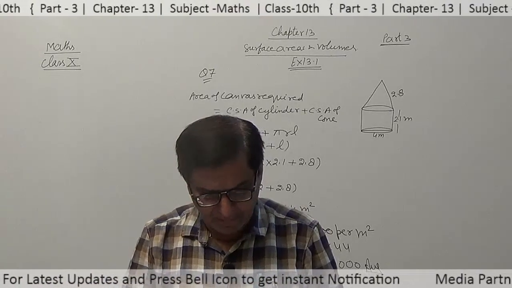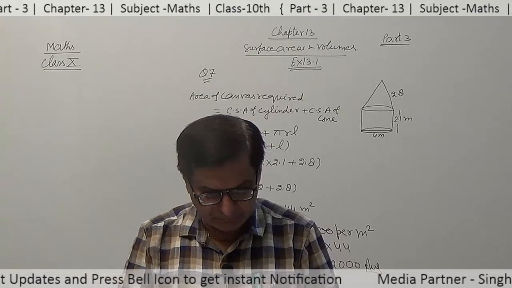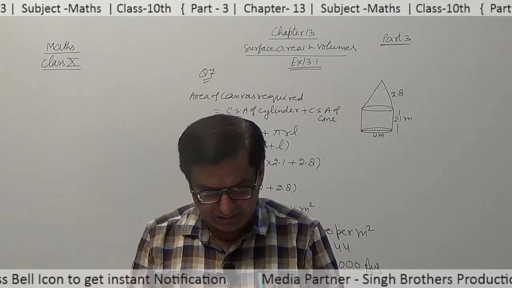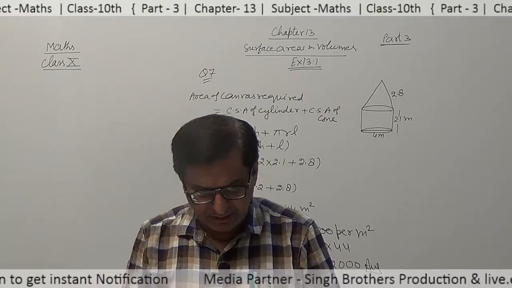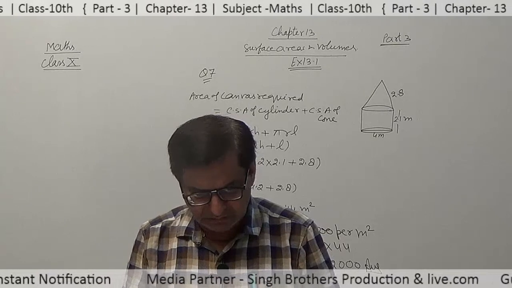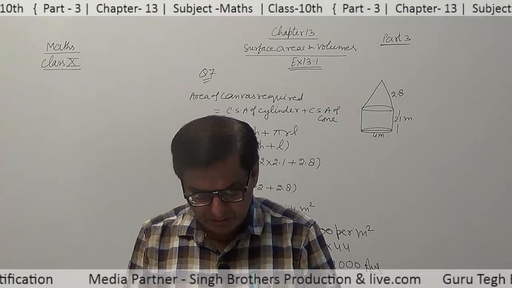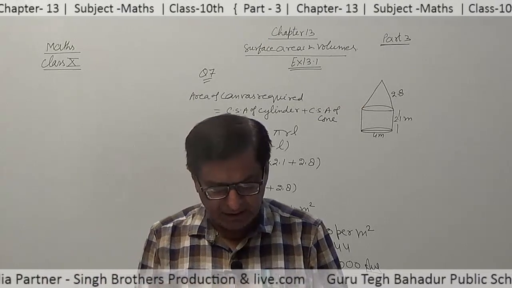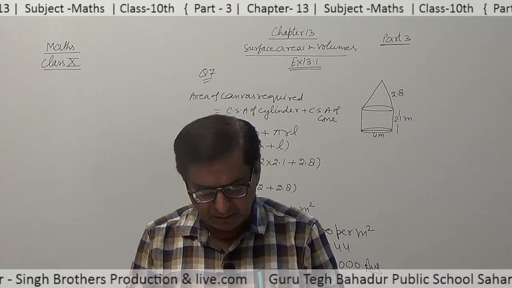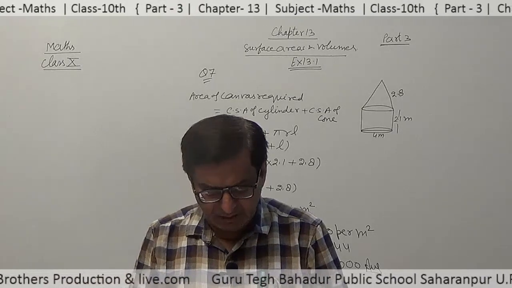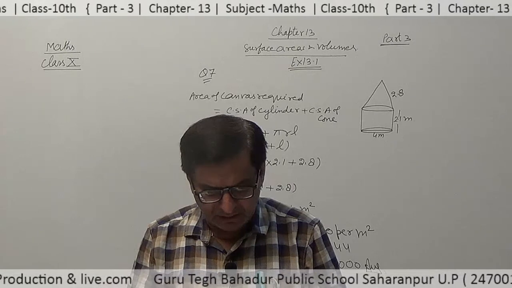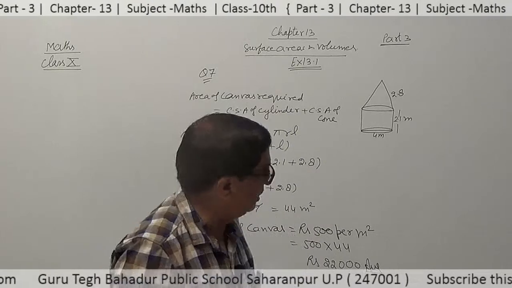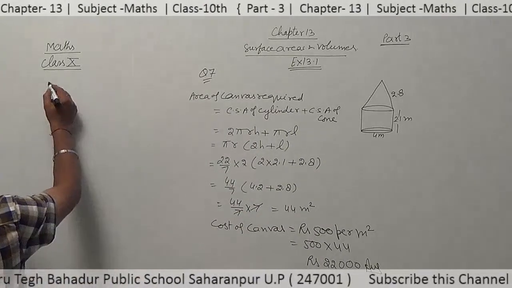Next is question number 8. From a solid cylinder whose height is 2.4 and diameter is 1.4 centimeter, a conical cavity of the same height and same diameter is hollowed out. Find the total surface area of the remaining solid to the nearest centimeter square.